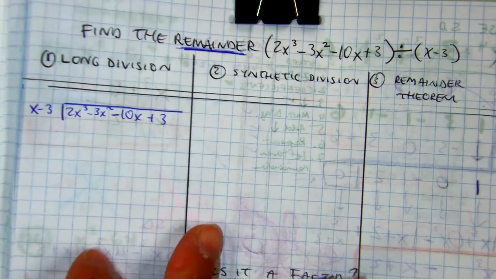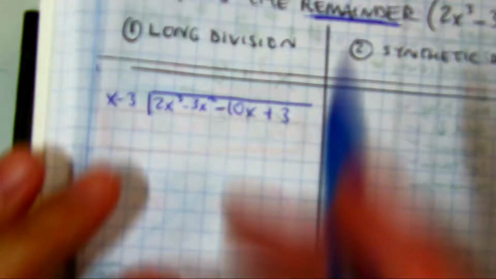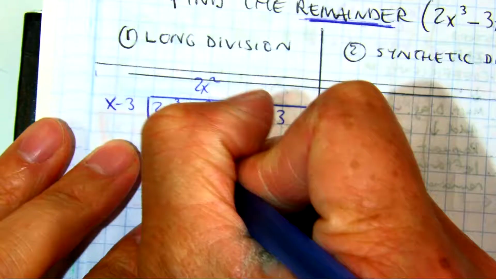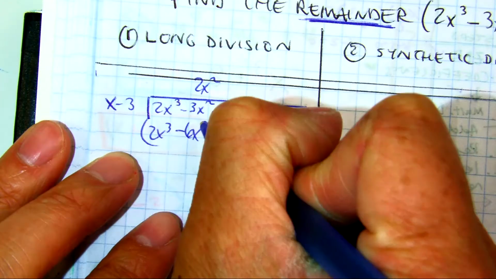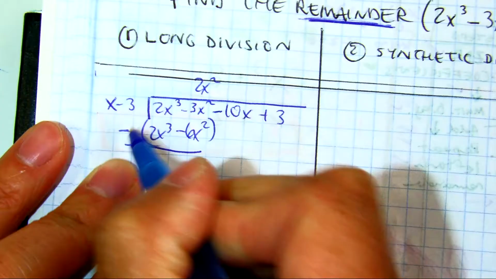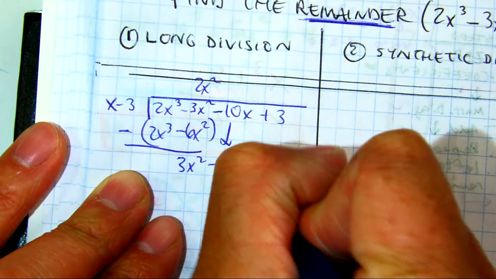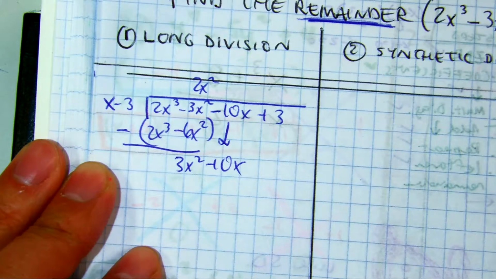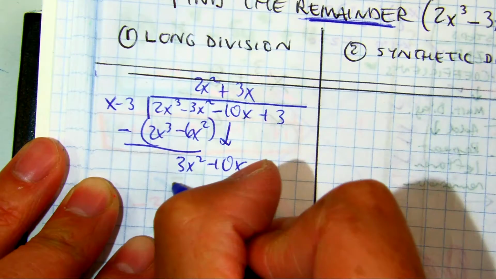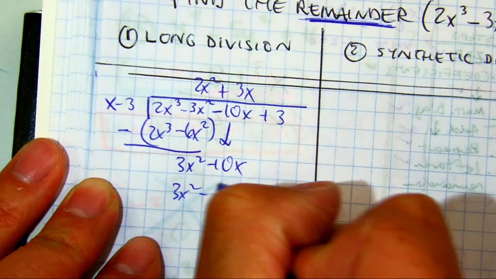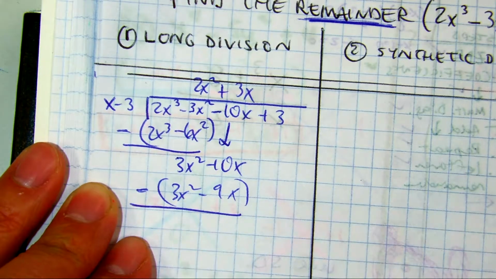Class, how many times is x going into 2x cubed? 2x squared. Multiply. Subtract. Negative 3 minus negative 6 is 3x squared. x goes into 3x squared 3x times. Multiply. Negative 10 minus negative 9 is negative x.